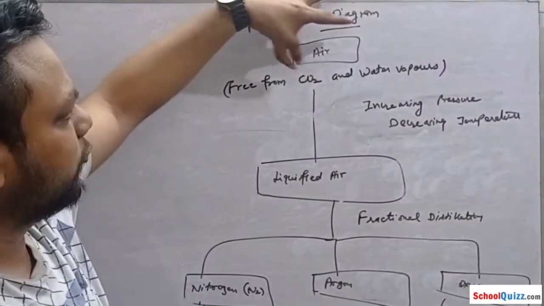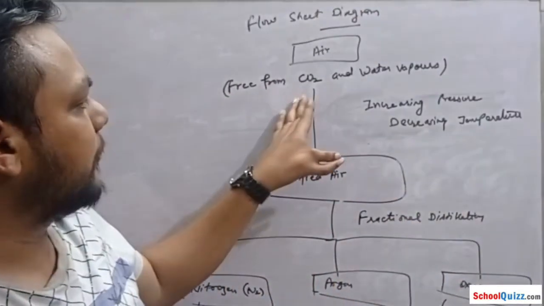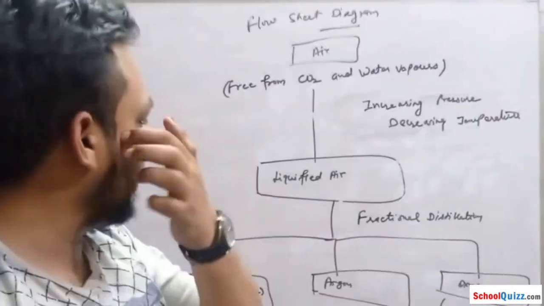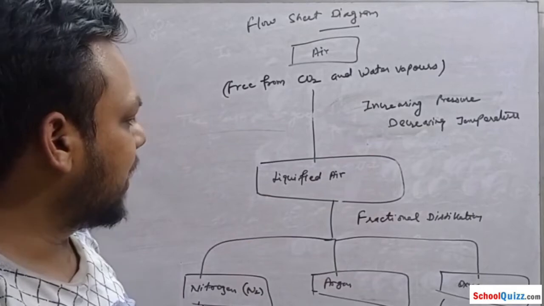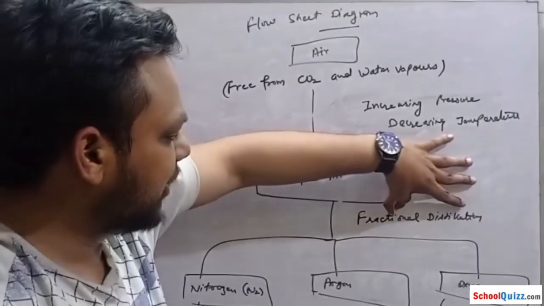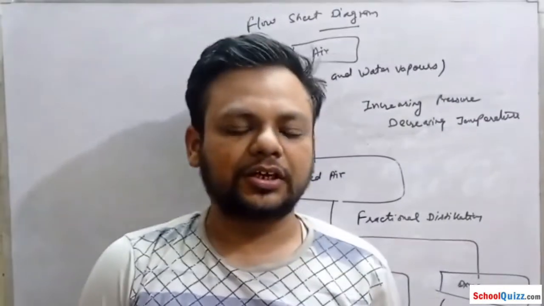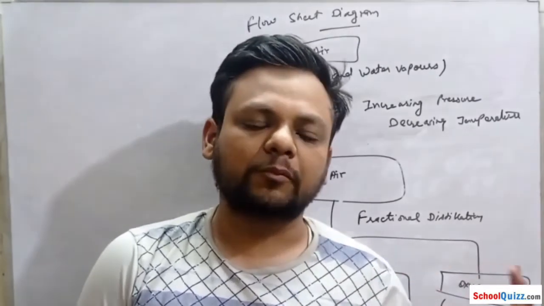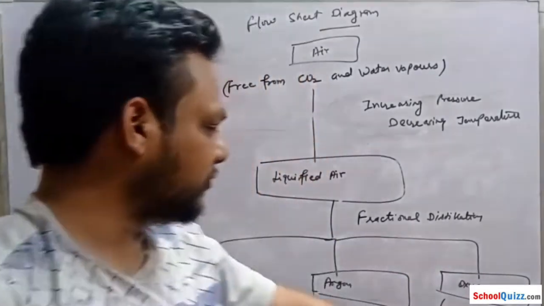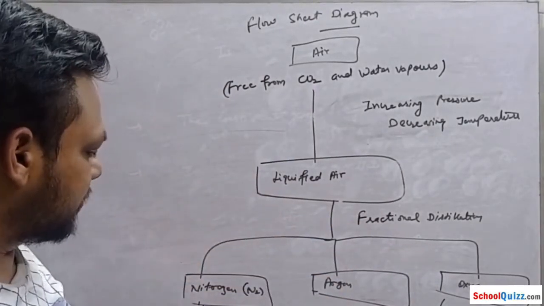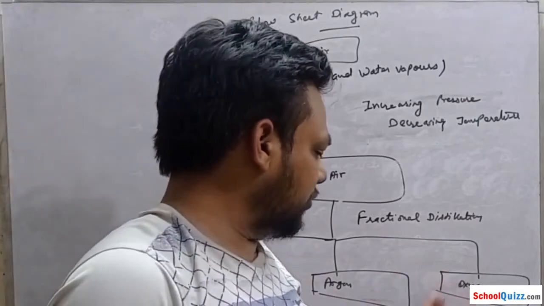First of all, what will we do? We have air, we will free it from carbon dioxide and water vapors, and then we will liquefy it with the help of increasing pressure or decreasing temperature. Then when the air gets liquefied, we will use fractional distillation, as fractional distillation is the technique which is used to separate mixtures whose boiling points differ by less than 25 degrees Celsius. Then they will separate out: nitrogen, argon and oxygen. Nitrogen has the least boiling point, argon next, and then oxygen the maximum boiling point.